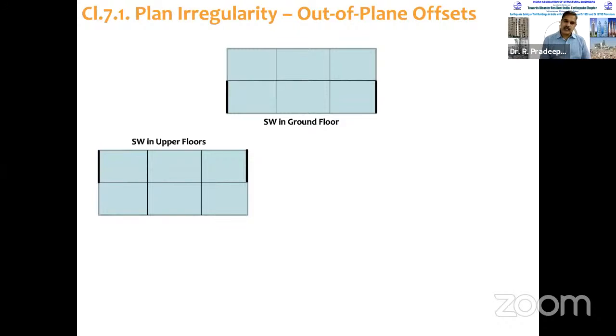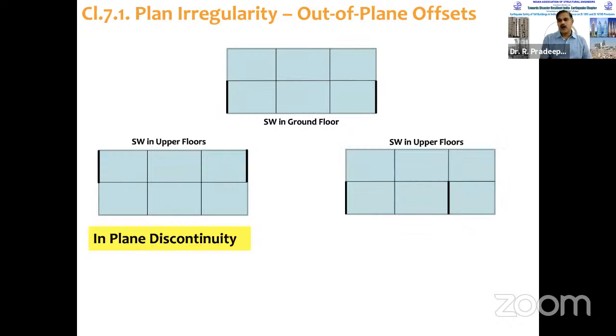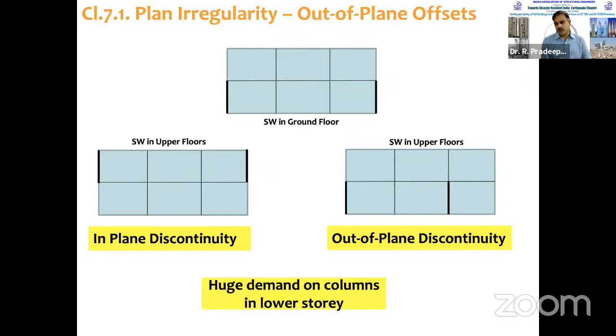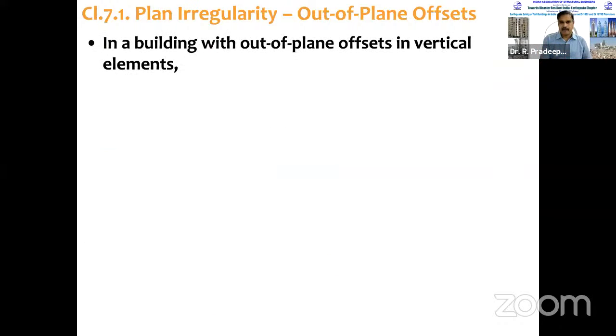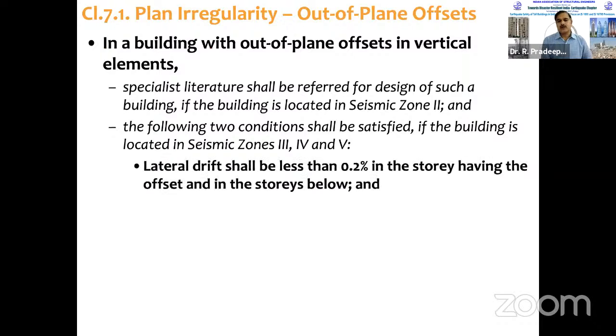So a shear wall, once it is designed, has to go to the ground in the same panel. Offset should not be there. So this is called in-plane discontinuity. There is another irregularity, that is out of plane discontinuity. Shear wall is in one panel and in upper floors it is in the other panel, not in plane also, it is out of plane. So this is out of plane discontinuity. So huge demand on columns in the lower story. That's why if it is discontinuous, the code puts a restriction on drift limits from that level and all the levels below that. What the code says: lateral drift shall be less than 0.2 in the story having offset and all stories below that. So the code is restricting but allowing it.